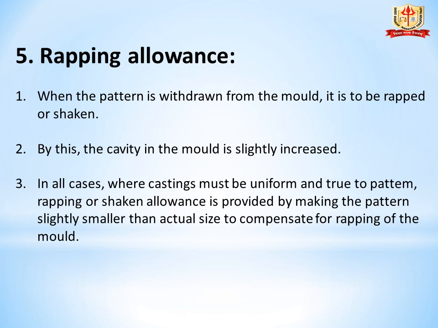Next allowance is rapping allowance. When the pattern is withdrawn from the mold, it is to be rapped or shaken. Point 2, by this, the cavity in the mold is slightly increased. Point number 3, in all cases where castings must be uniform and true to pattern, rapping or shake allowance is provided by making the pattern slightly smaller than the actual size to compensate for rapping of the mold.